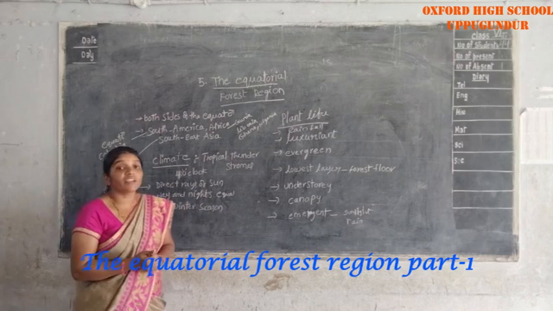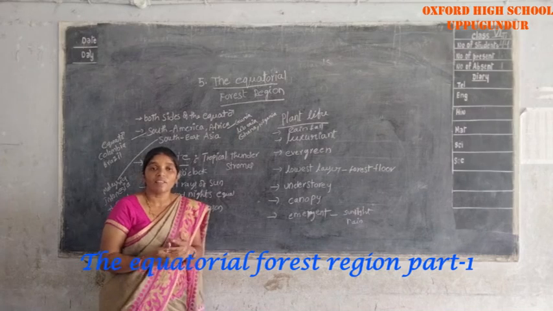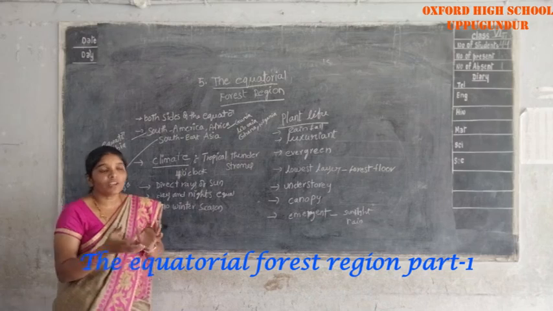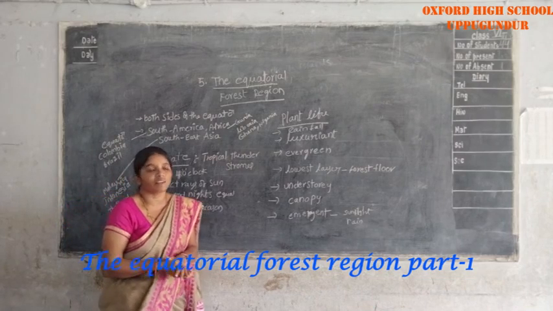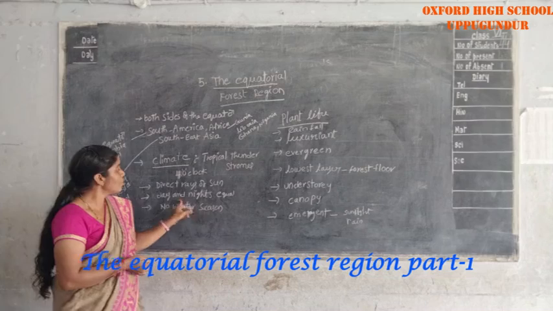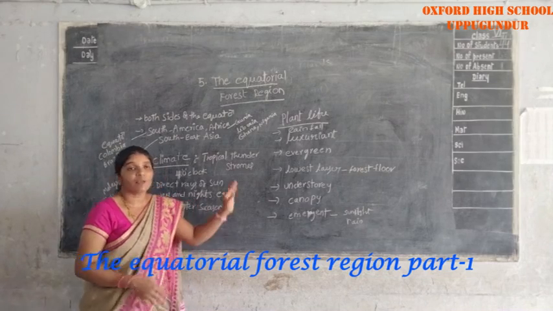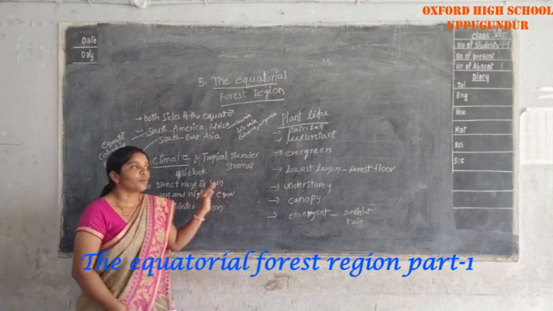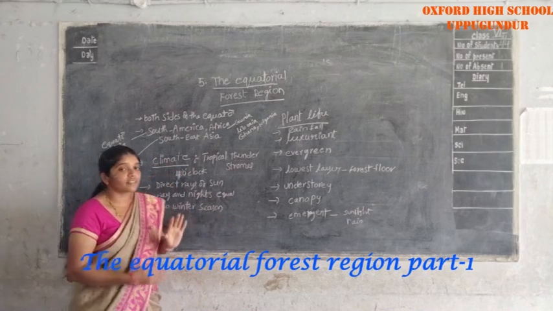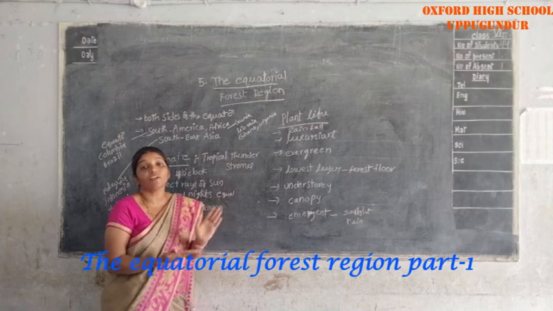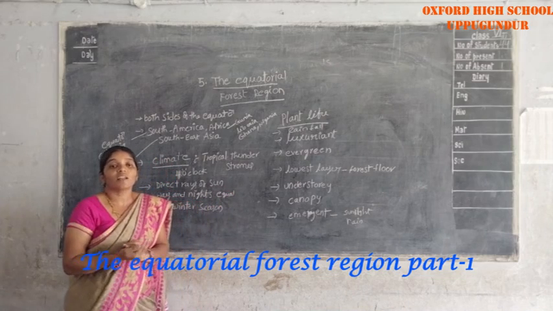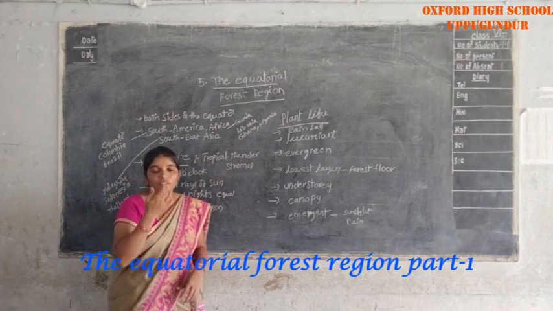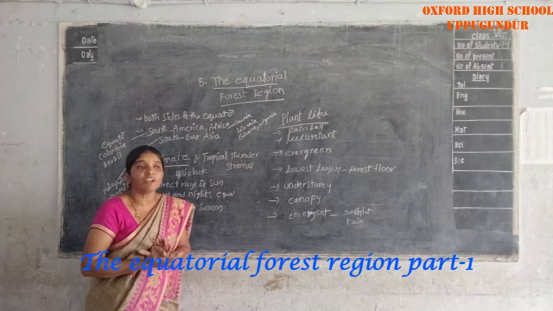Day and night are equal in length. There is very high humidity in the climate. In this equatorial forest region, the climate has heavy humidity. అంటే moisture ఎలా ఉంటుంది, amount of moisture heavyగా ఉంటుంది.